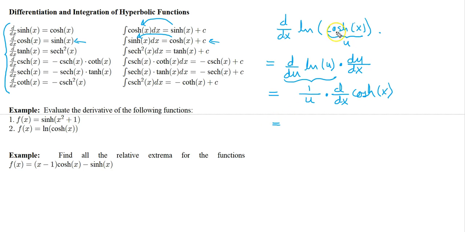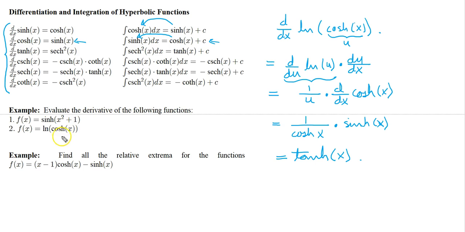Now the u is cosh of x, so let's write this as... And the derivative of cosh is, using this rule right up here, the sinh. And so, interestingly here, we end up with sinh over cosh. Well, that is the hyperbolic tangent.